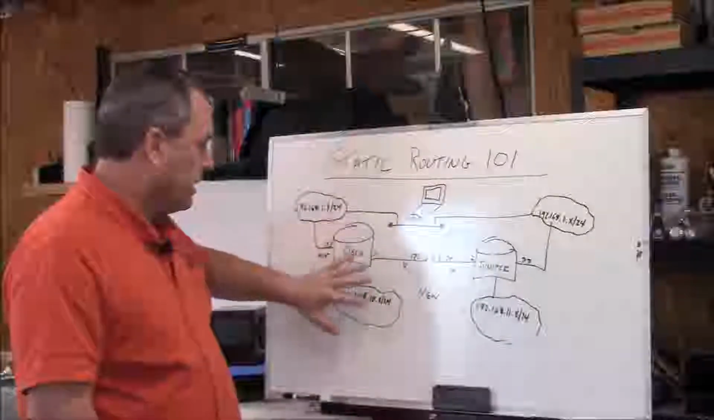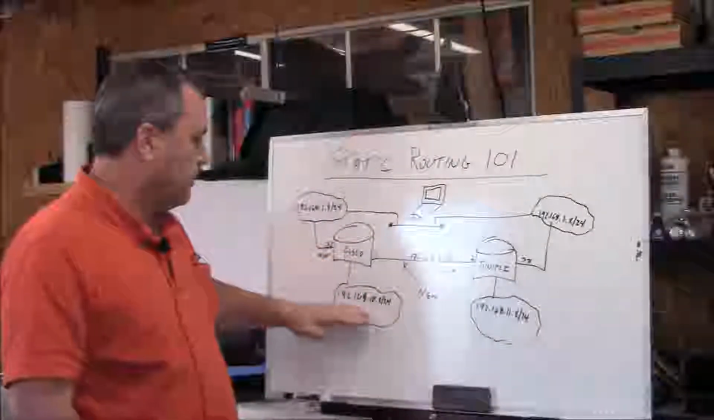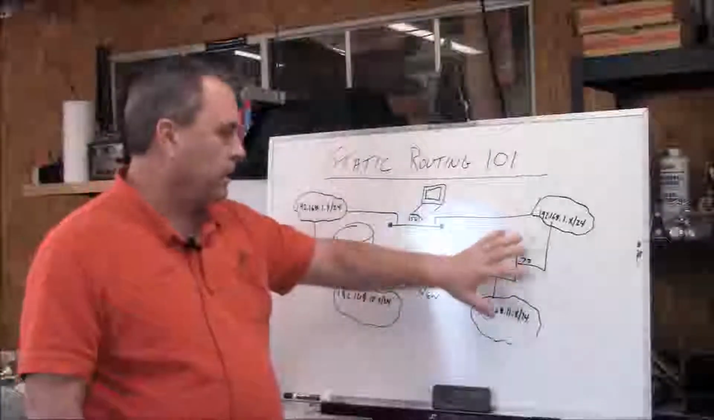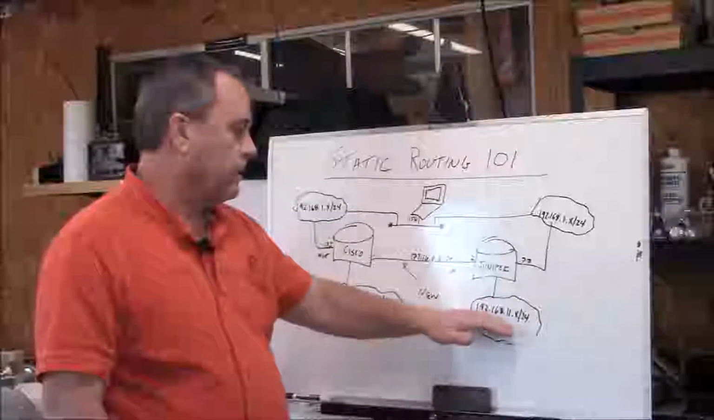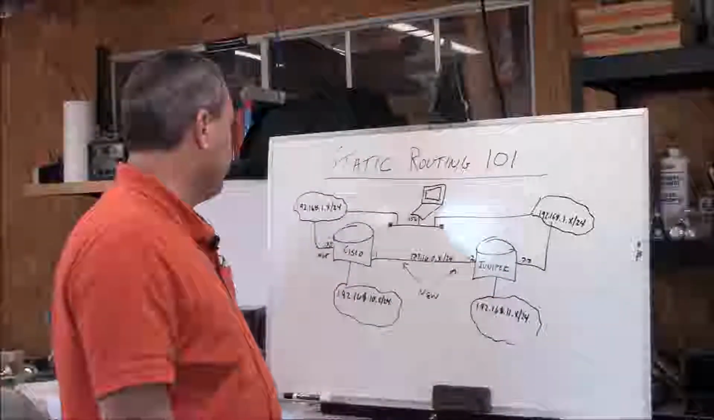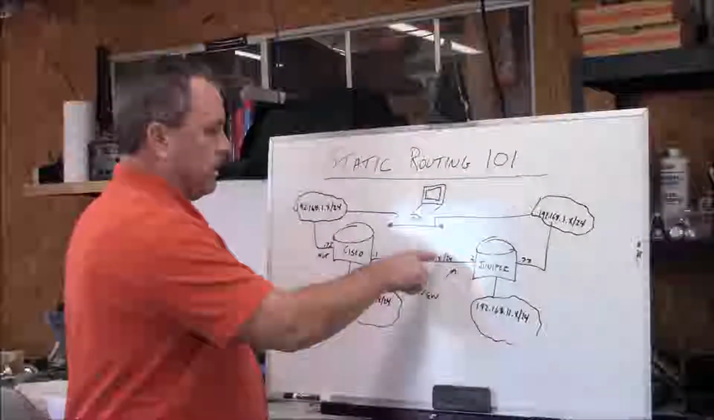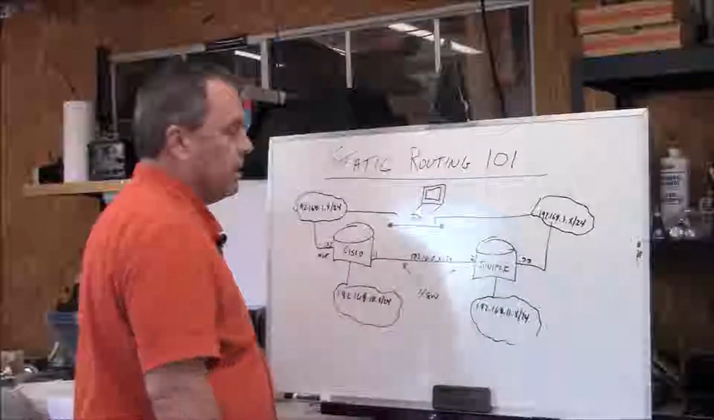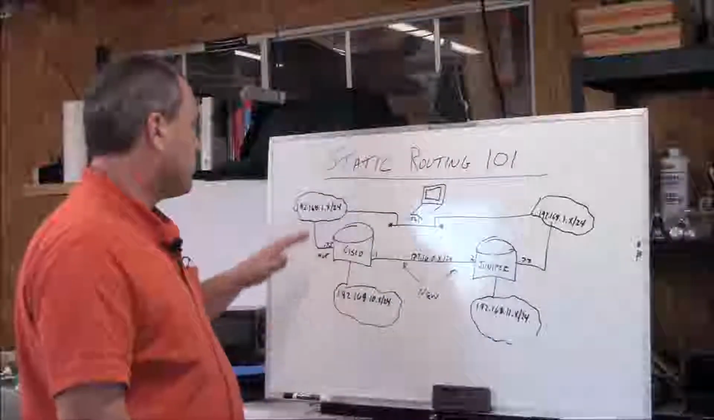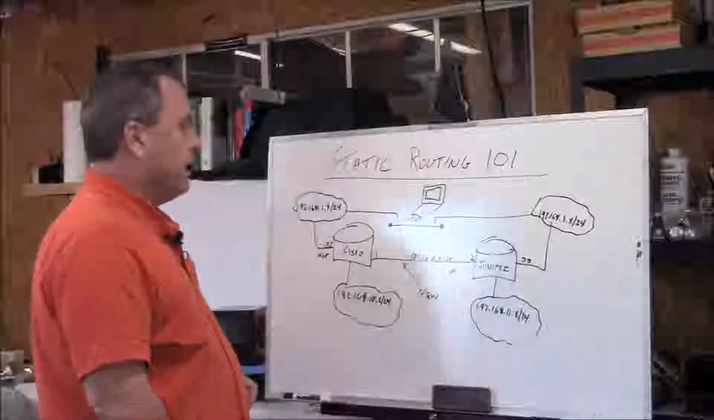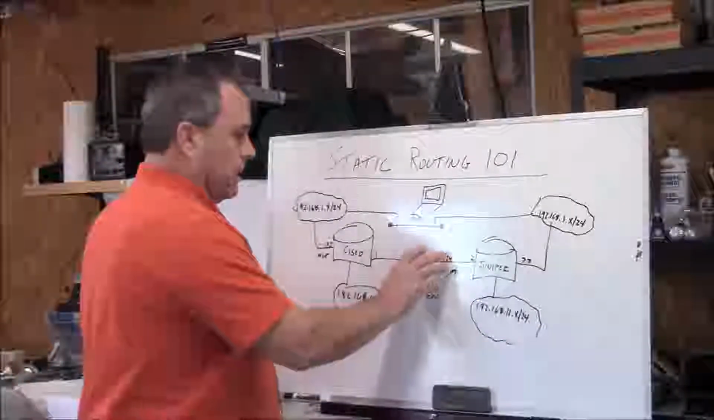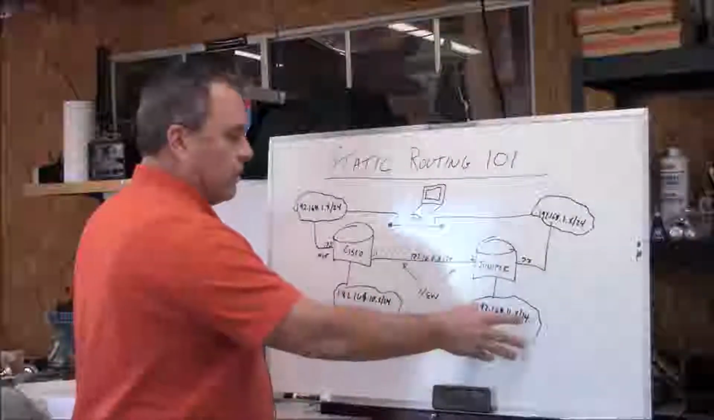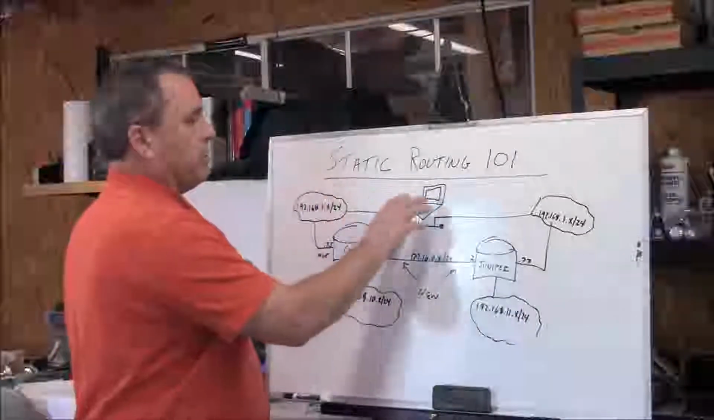So this is kind of the Dallas office. It's on the 192.168.10 network. This is the New York office. It's on the 192.168.11 network, okay? And our trunk is going to be in the 172.16.0 network, okay? So we've got a couple things. We've got the trunk network, or the backbone network, if you will. Then we've got our office networks. And then we also have our management network up here.